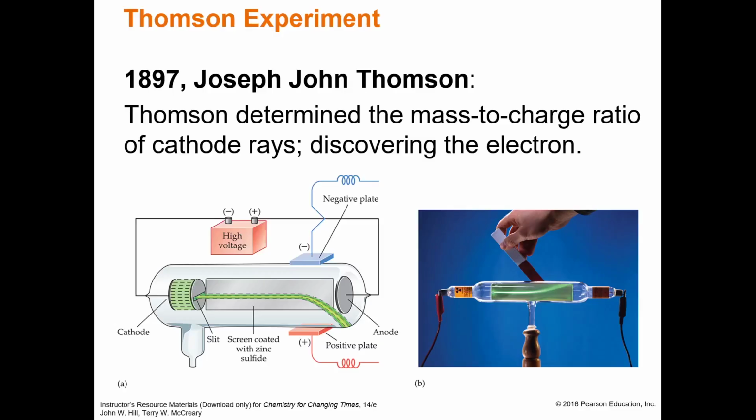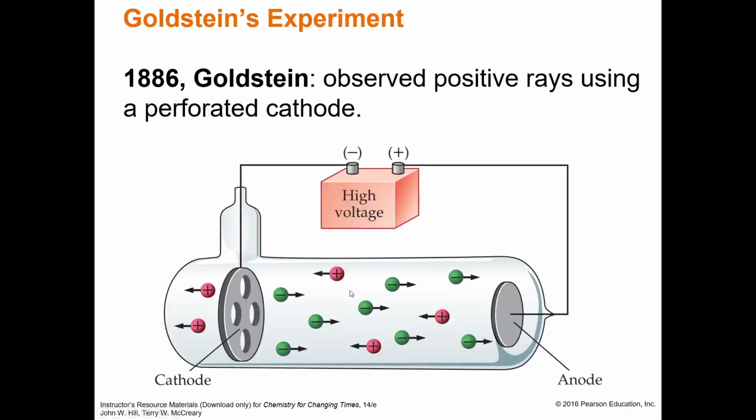So in 1897, Joseph John Thomson determined the mass to charge ratio of cathode rays and thus discovered the electron, because that's what they were. They were electrons being shot from one end to the other. All right, in 1886, Goldstein observed the positive rays using a perforated cathode. And so he observed positive charges using the perforated cathode to cause the positive charges to collect on one end, like so.